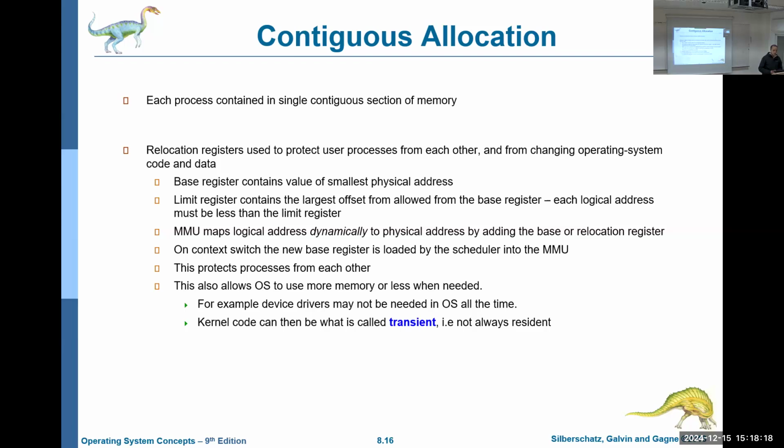So we use the relocation register to protect user processes from each other and from changing operating system code and data. Because I always add that 14,000 in our example, I add some number, and I'll only go to those memory locations, and I won't be able to get to other programs or to the operating system. The base register contains the value of the smallest physical address. So if it goes to 0, it's essentially like going to wherever the base register is. The limit register contains the largest offset. Each logical address must be less than the limit register.